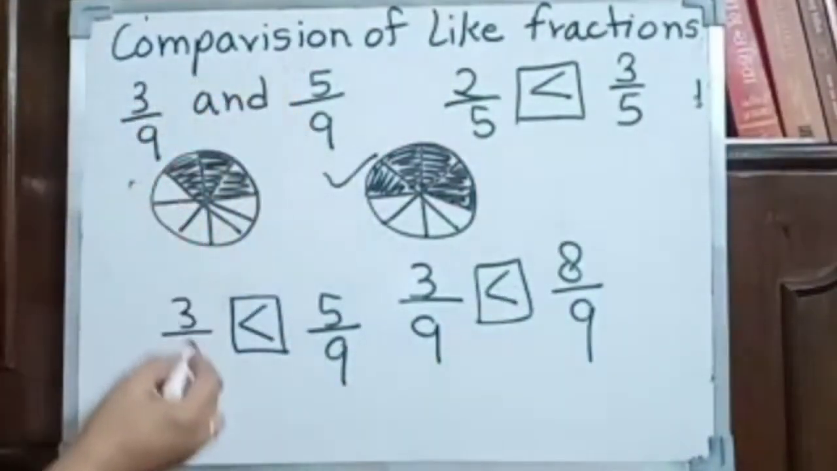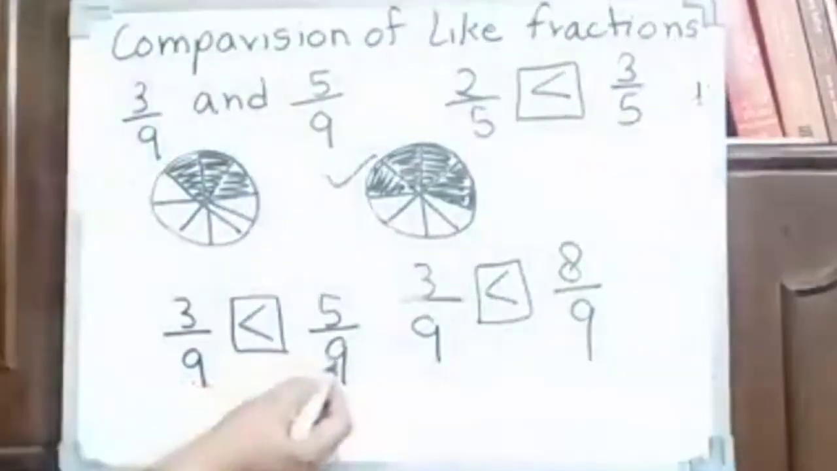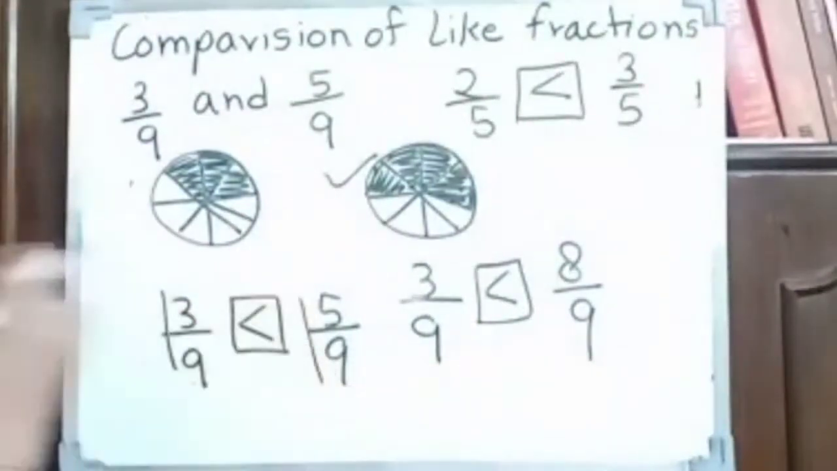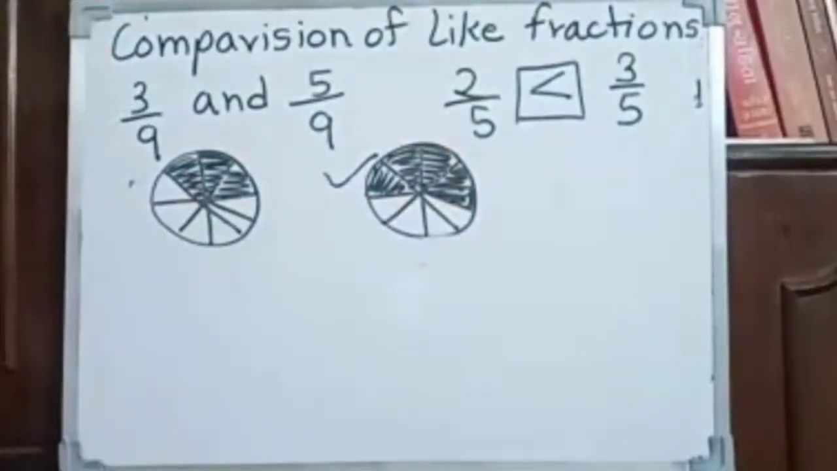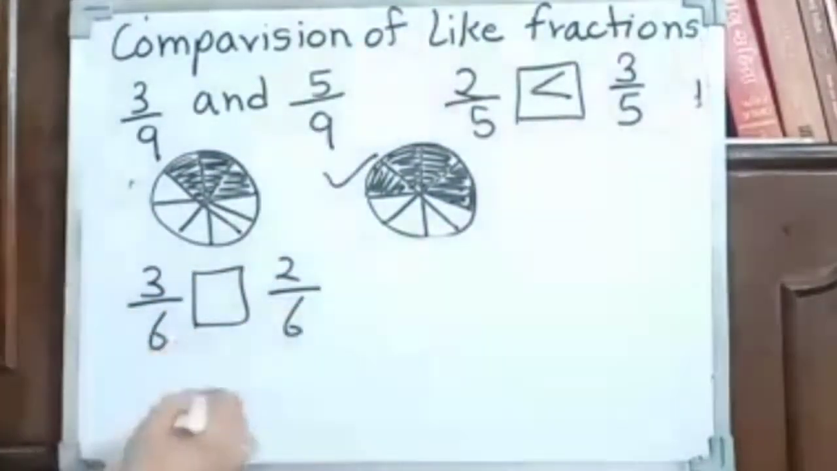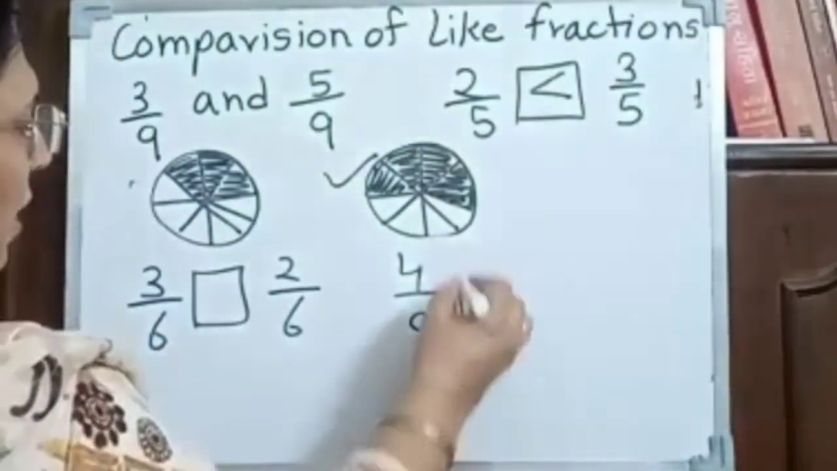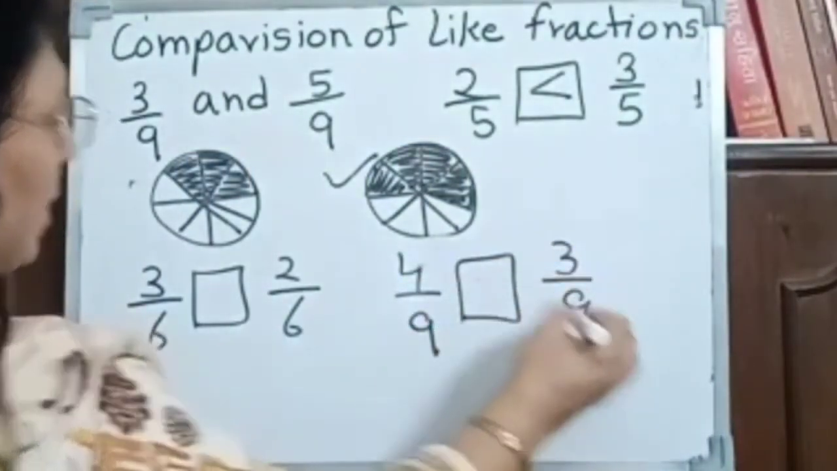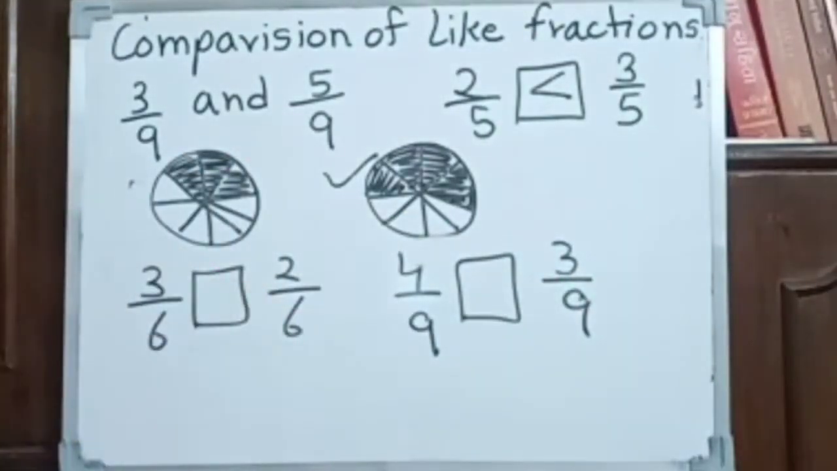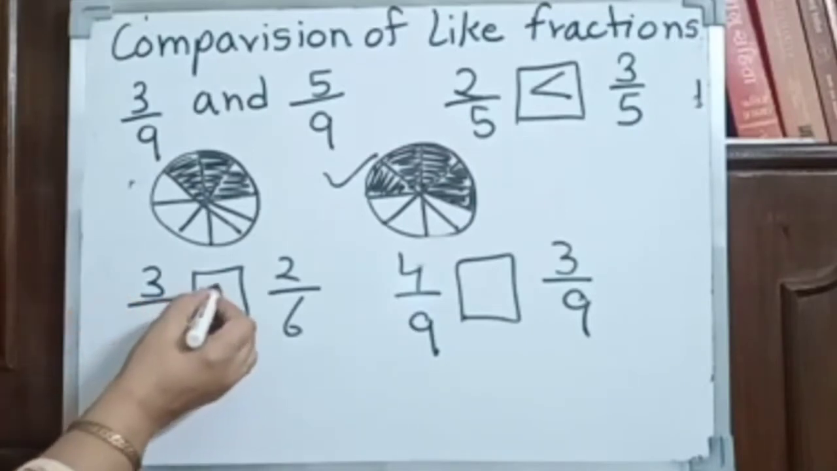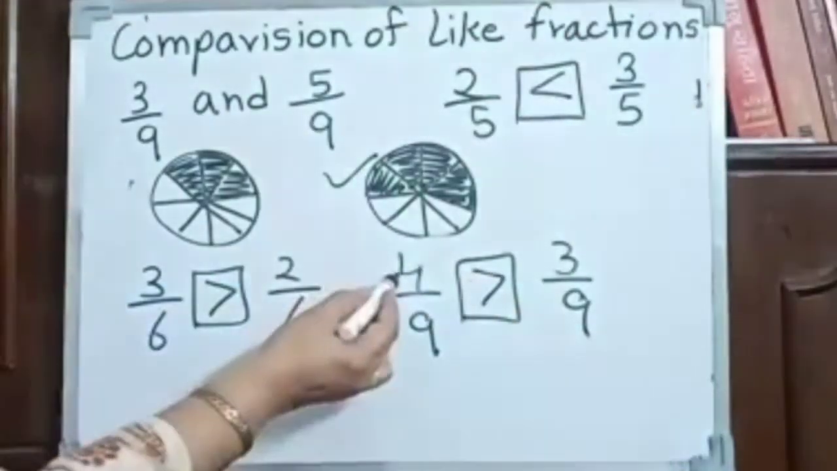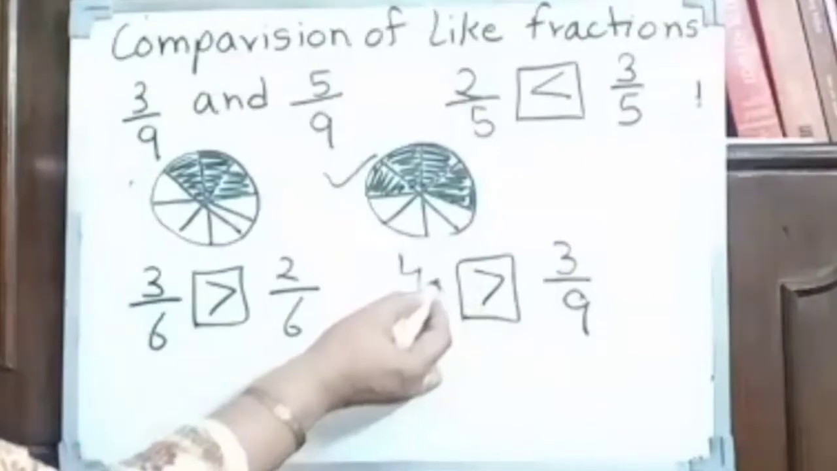Comparison of like fractions. These are like fractions as their denominators are the same. Whenever we have the same denominator, they are called like fractions. Now here again I am giving you two: 3 upon 6 and 2 upon 6, and 4 upon 9 and 3 upon 9. They both are like fractions. Like fractions means same denominator. So the greater numerator is the greater fraction.